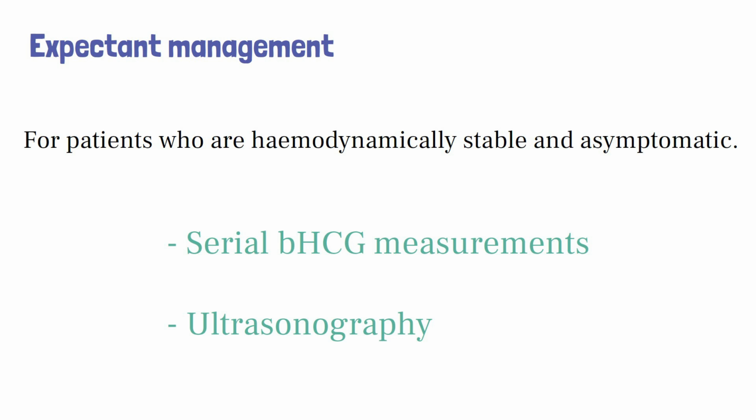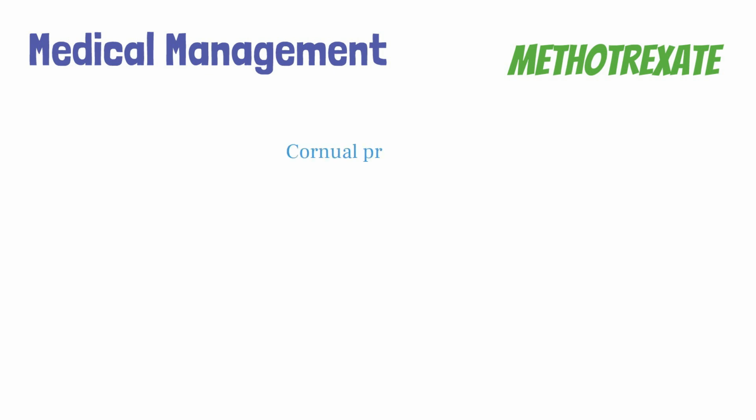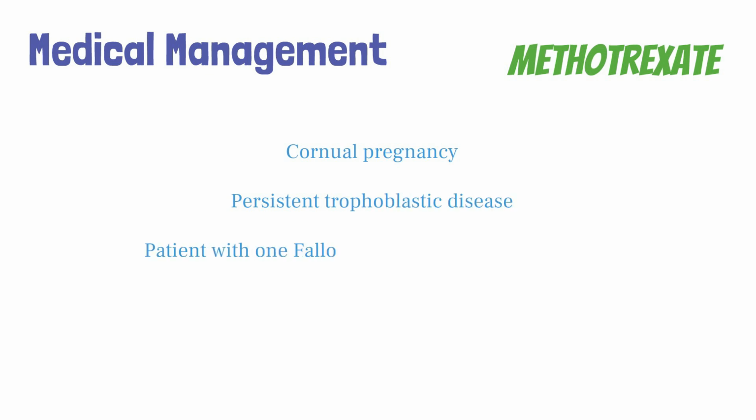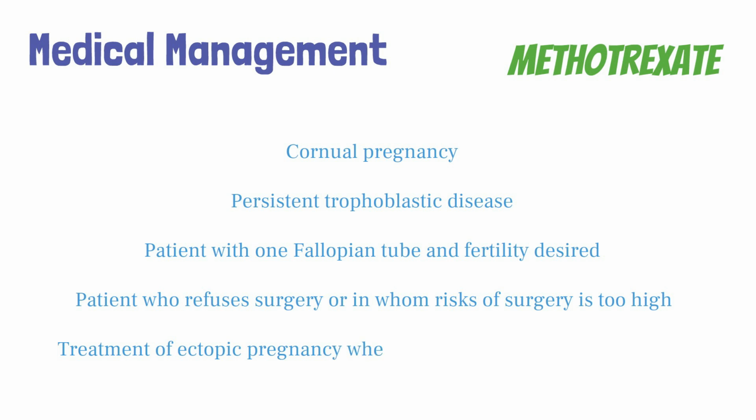treatment. In medical management, systemic methotrexate is the treatment option, and methotrexate is a folic acid antagonist which inhibits DNA synthesis in trophoblastic cells. So what are the indications for the use of methotrexate? Cornual pregnancy, persistent trophoblastic disease, a patient with one fallopian tube where fertility is desired, a patient who refuses surgery or in whom the risk of surgery is too high, and treatment of ectopic pregnancy where the trophoblast is adherent to bowel or blood vessels.